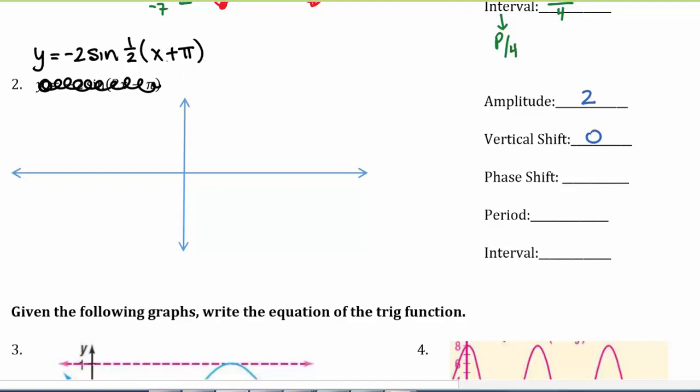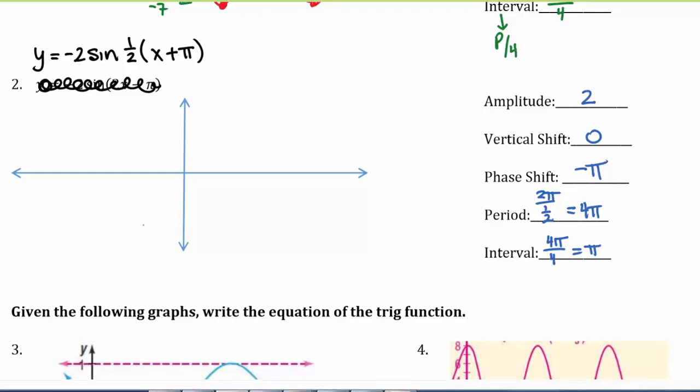My phase shift, again, is on the inside. That's going to be -pi because it's always the opposite. Period is 2 pi over b, and in this case b is 1/2, so that is equal to 4 pi. And then to find my interval, I take that period, divide it by 4, which is 1 pi.